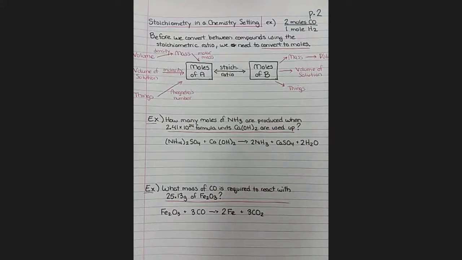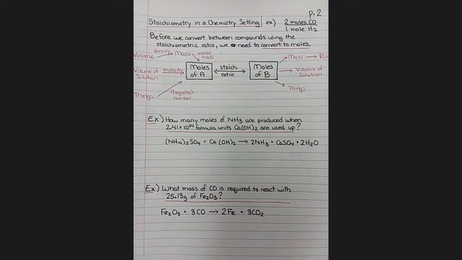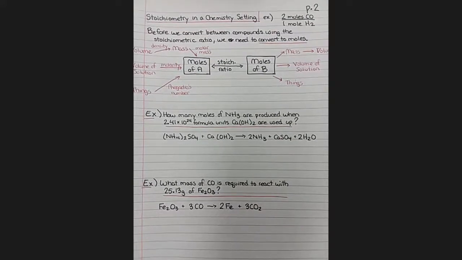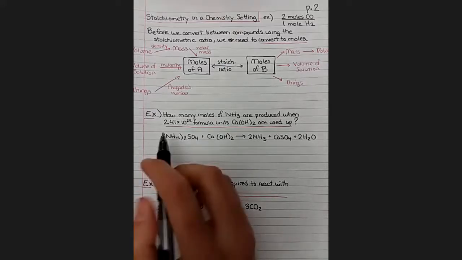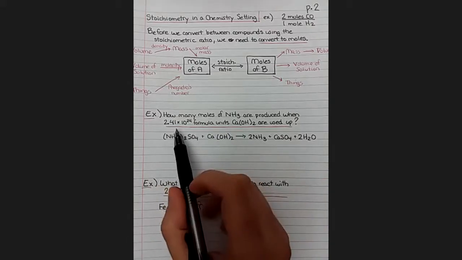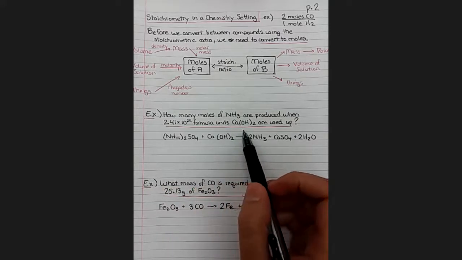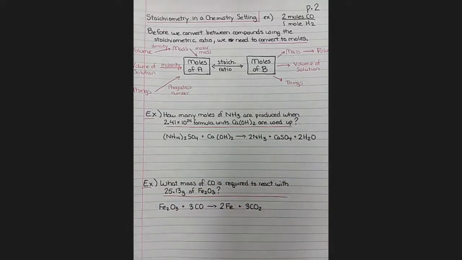So we can use this diagram as a guide as we do a couple of actual chemistry examples written at the bottom of the page. Go ahead and take a second and write these down, and then we'll start the problem. This first one says, how many moles of ammonia are produced when 2.41 times 10 to the 24th formula units of calcium hydroxide are used up?